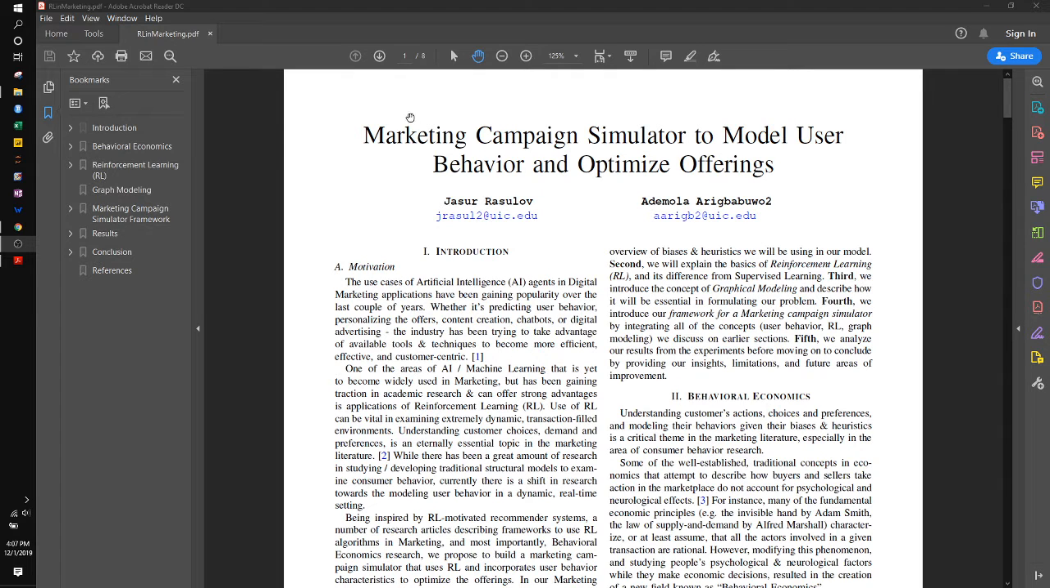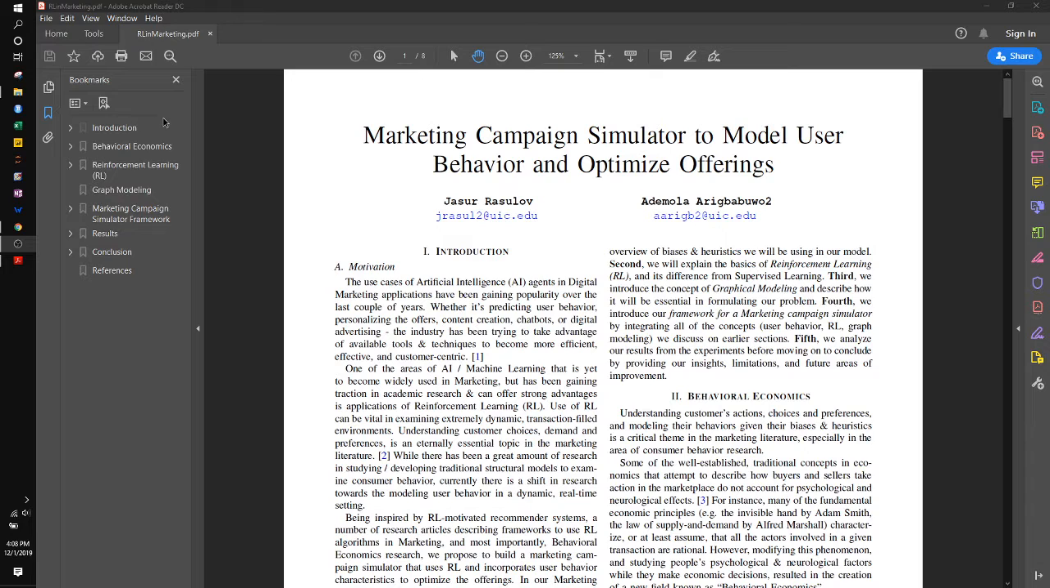So let's start. The title that we gave to our project or paper is Marketing Campaign Simulator to Model User Behavior and Optimize Offerings. In summary, what we're trying to achieve here is using some of the algorithms and techniques from the RL reinforcement learning family. We would like to put together a marketing simulator that offers campaigns to customers. But the unique thing about the simulator is that it incorporates some of the user biases and behavior. That is the gist of what we have done here.